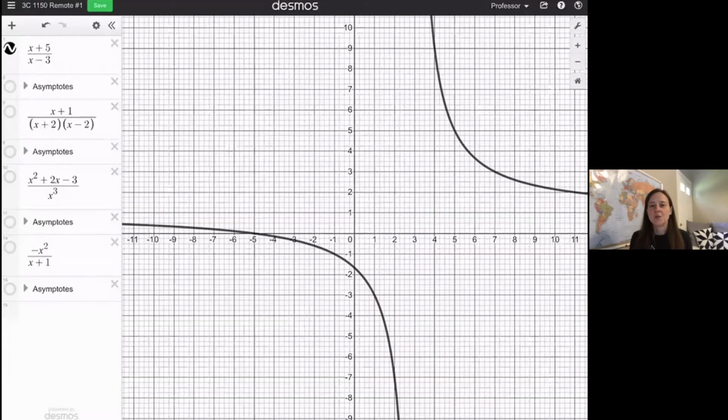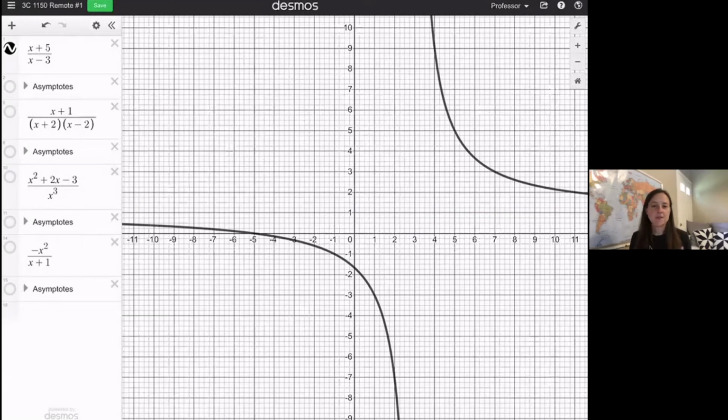So I'm going to show you the graphs of several rational functions so you get the idea of what these kinds of functions look like. Here's our first one, x plus 5 over x minus 3. It doesn't look at all like a polynomial. Remember, the polynomials were our roller coaster graphs. They were always continuous from left to right, meaning we could draw them without picking up our pencil.